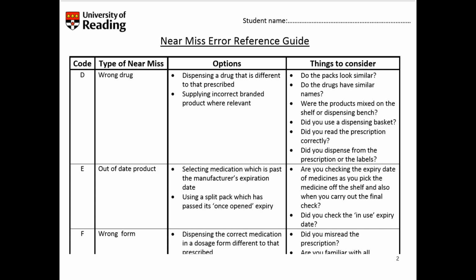The fourth column then helps us to consider the particular situations that might have led to the error happening. So this helps us to consider the fourth column in the error log in the previous slide I was talking about. So thinking about situations and the context, the environment during which dispensing occurred. For example, do the packs of drugs look similar? Do the different drugs have similar names that were perhaps placed next to each other on the shelf? Were the products mixed up, etc. So this reference guide gives us some clues as to how to complete the error log.